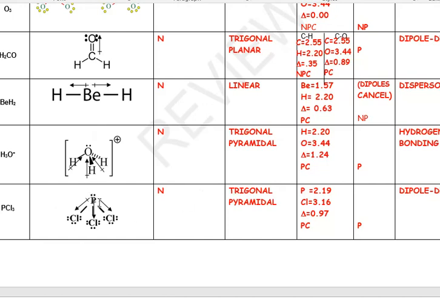PCl3 here has no resonance. It's trigonal pyramidal because you have the lone pair on top here. Polar covalent, all the dipoles point towards the Cl. The molecule is polar because it has an overall direction down, and it is dipole-dipole.